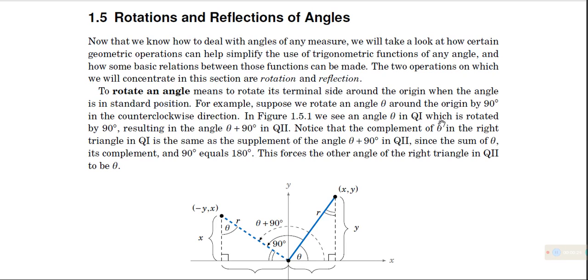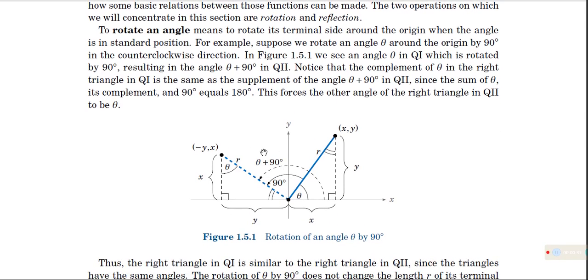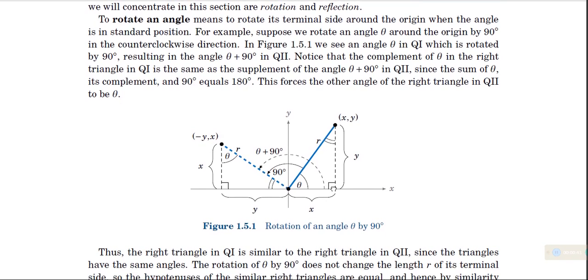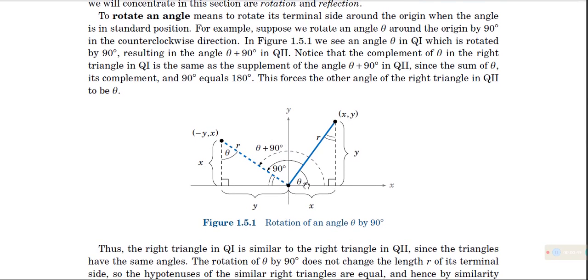So, for example, we are going to rotate our given angle theta around the origin by 90 degrees in the counterclockwise direction. So let's look at this figure. Ito yung special na rotation ha, yung 90 degrees counterclockwise. So that is one of the things that you have to take note of. This is our given angle theta.